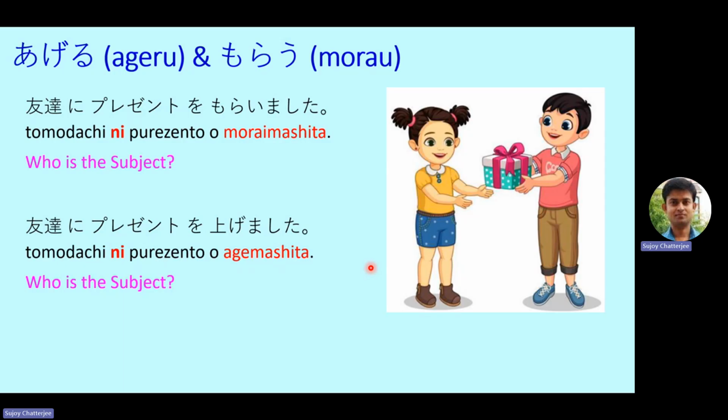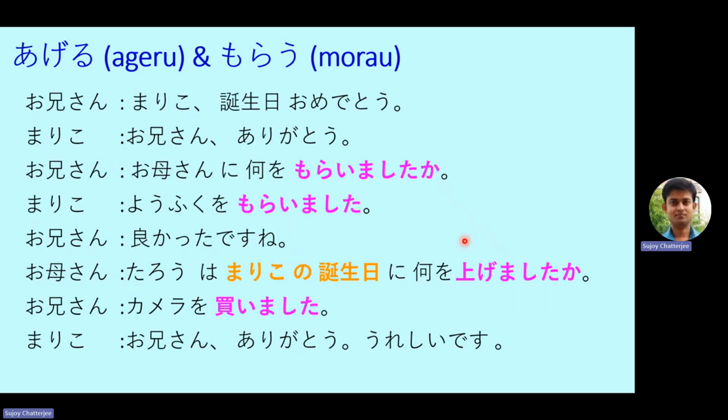So you have to be careful about the subject in such cases where two persons are involved. So now we will take a look at a very simple conversation involving three persons, and then we will see. So you need not panic by seeing all this Japanese because there is no Romaji here.